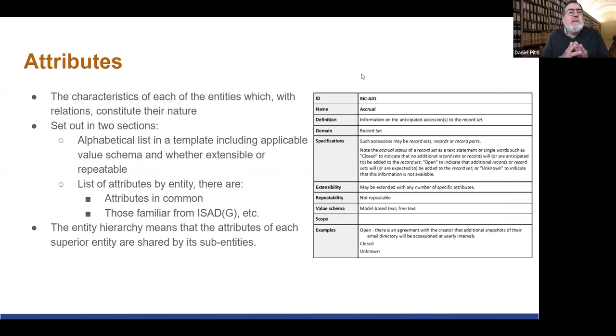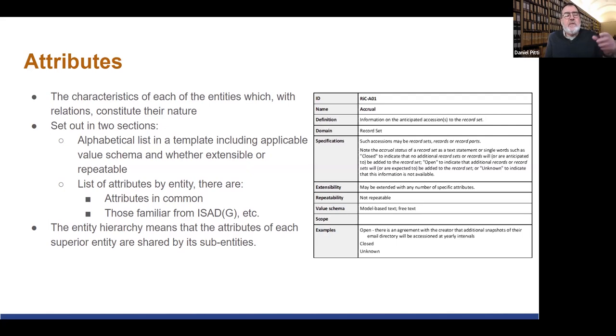Now, moving on from the entities to the attributes, the characteristics of each of the entities, which with relations constitute their nature, that gives a specific entity its identity. It is set out in two sections. First, there is an alphabetical list presented based on a template, which you can see off to the right, giving things such as domain and specifications, whether it can be extensible or not. The list of attributes by entity is the second way that we present it.